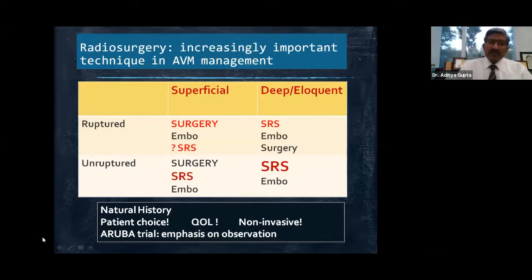Surprisingly, even for some ruptured superficial AVMs, the patients would rather have a radiosurgery treatment, but that needs careful counseling and letting them know about the latency period. So the decision-making is pretty complex. It depends largely on the natural history and the morphology of the AVM that we are wanting to treat. Now, along with that, the important issue is that the ARUBA trial has laid a certain emphasis on observation as a treatment for many of the AVMs.